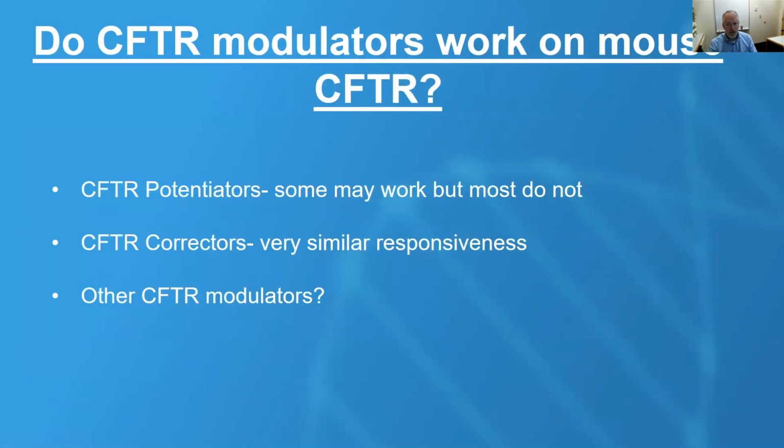So, do CFTR modulators work on mouse CFTR? I would say overall, while some potentiators do, most do not. Correctors have a similar responsiveness between mouse and human CFTR. But what about other modulators, such as read-through agents, as well as CFTR amplifiers and stabilizers? I think that may depend on the specific modulator, but I believe the mouse will be an important model to study these as well, because we need to know the long-term effects as well as what aspects of CF can be ameliorated by these modulators. Also, the ability to study these modulators throughout development, including in utero, can be studied thoroughly in the mouse.